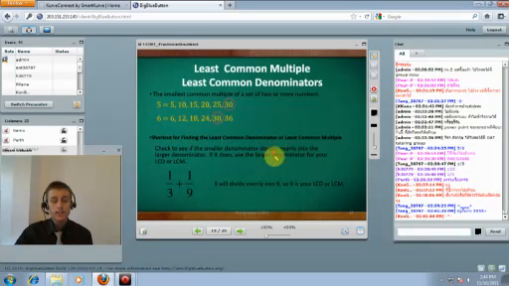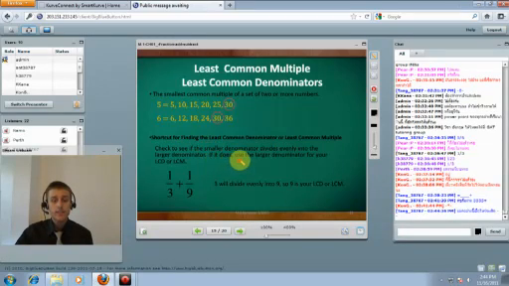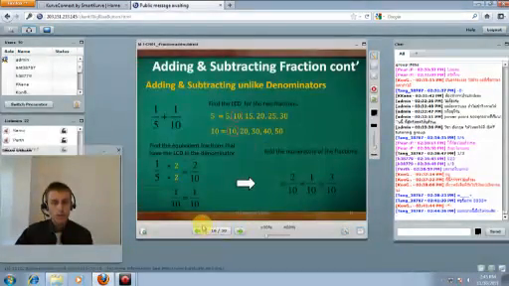A shortcut for finding the least common denominator or least common multiple is to check and see if the smaller denominator divides evenly into the larger denominator. If it does, use the larger denominator for your least common denominator. In the example, 1 over 3 plus 1 over 9, 3 will divide into 9 evenly, so the least common denominator is 9. All you have to do is make 1 over 3 an equivalent fraction with the denominator 9. I hope we do that on the next page.